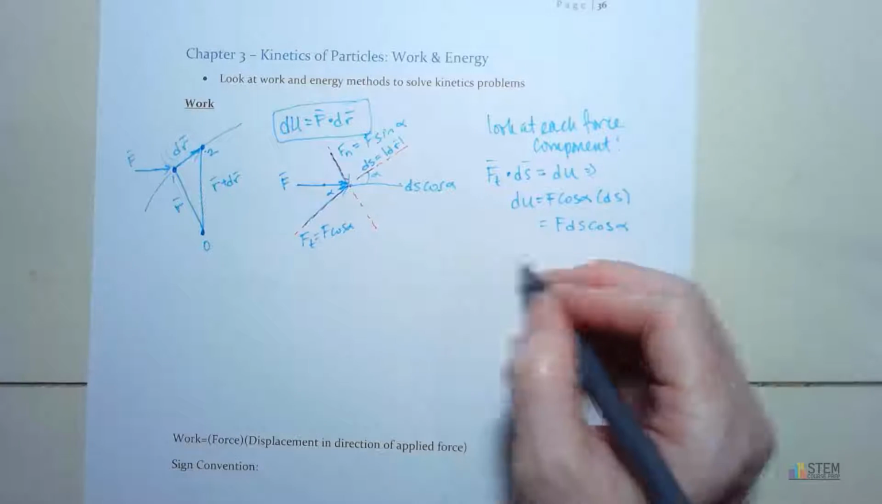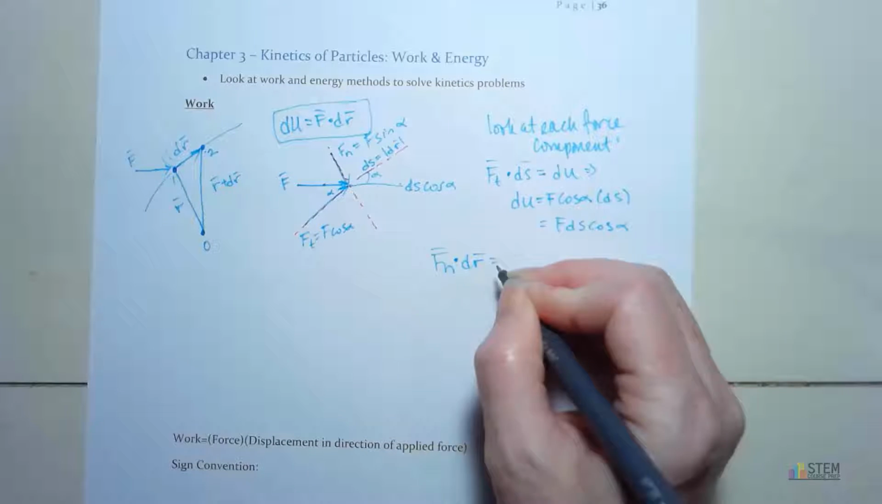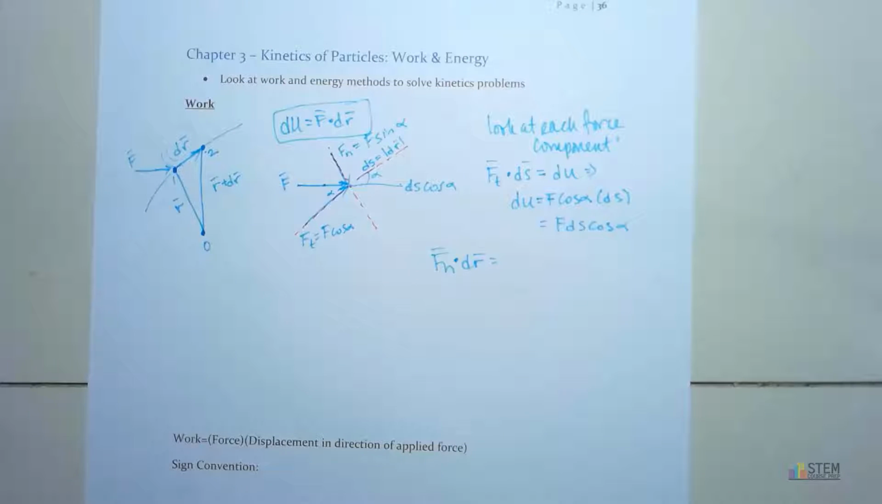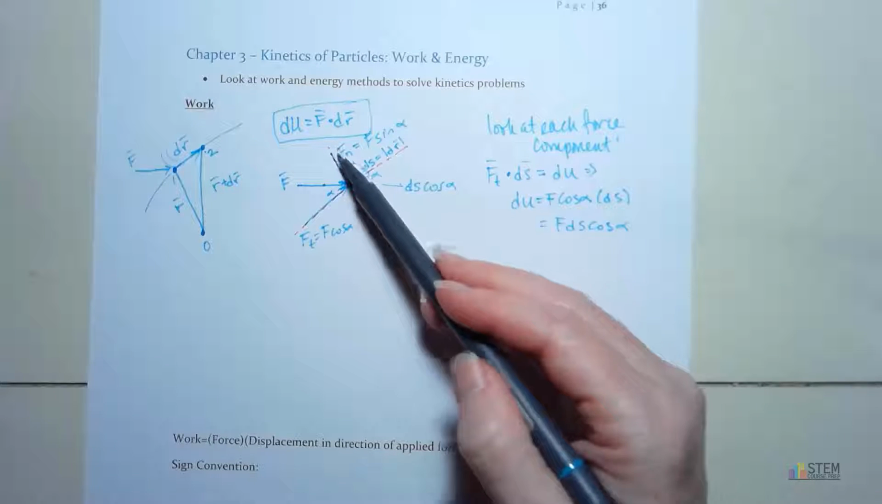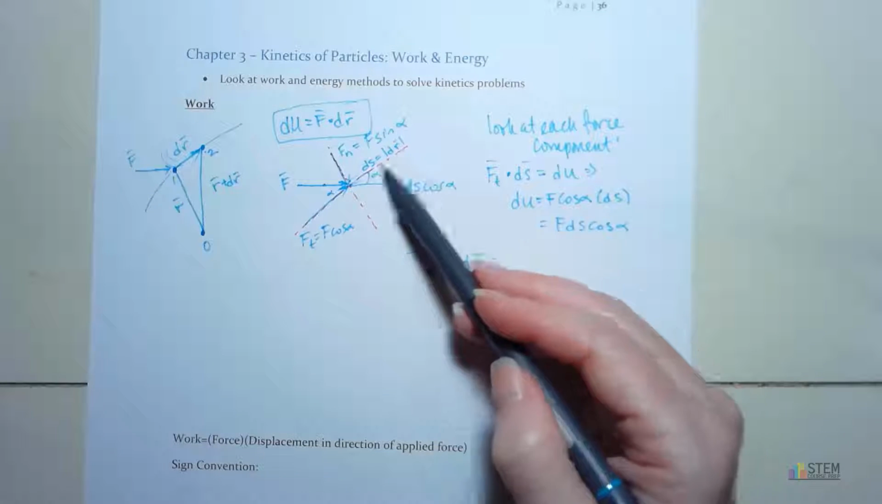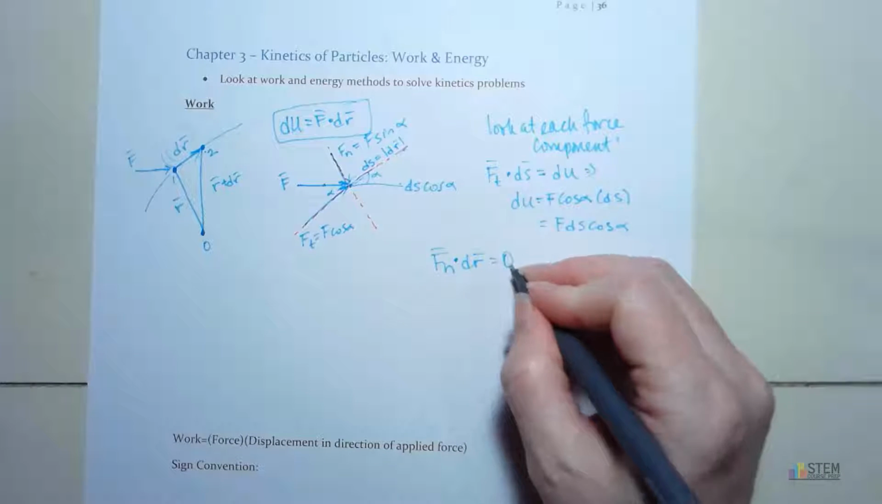let's extend that, and let's look at Fn. So Fn dotted with dr, what's that going to be? Well, look right here. Here's Fn. Here was our ds, or our magnitude of dr. These are perpendicular, right? So this has to be 0.